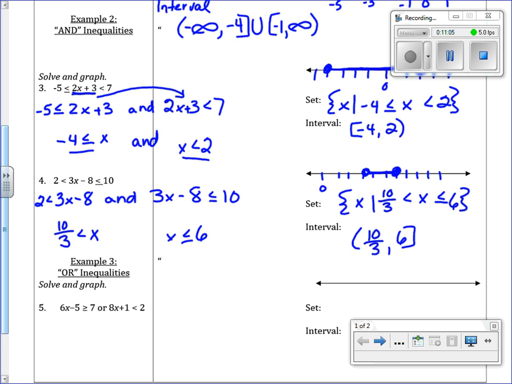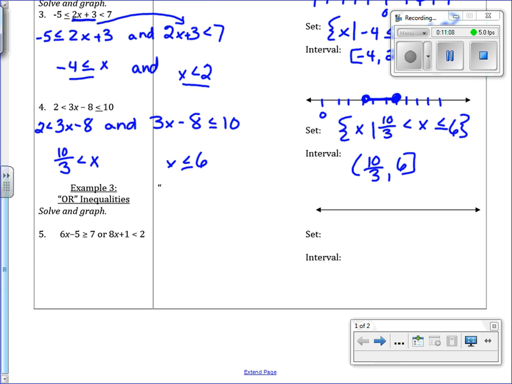All right, so now let's go ahead and practice some OR statements. So if I go ahead and solve this, I don't have to rewrite it. This isn't an AND. It's not all in conjunction. It's an OR statement where it's two separate statements. So if I solve 6x minus 5 greater than or equal to 7, I would end up with x greater than or equal to 2. Please do the math and double check me. And 8x plus 1 less than 2, I would end up with x less than 1/8.